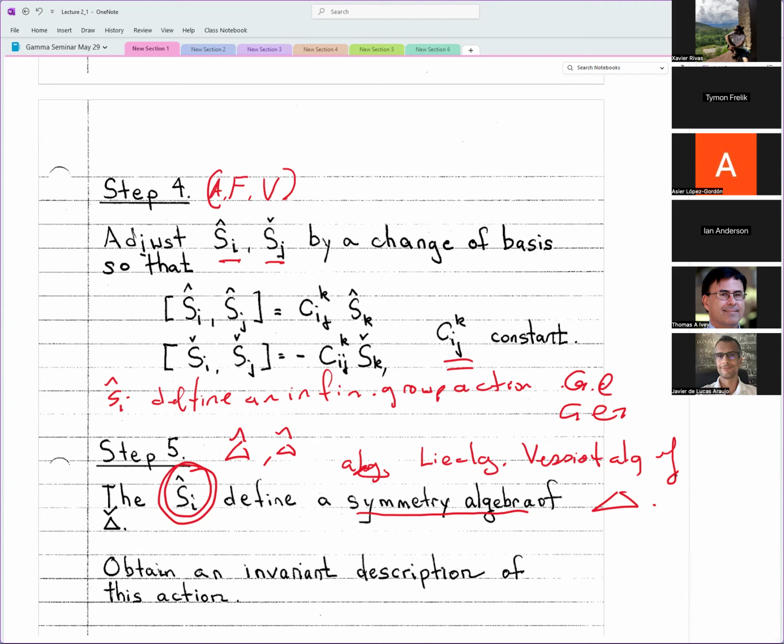Sorry, just a little question. Is the name Vassiliou algebra something standard in the literature or something you decided on in your work? Because Vessiot algebra can be used in several contexts with maybe different meanings.